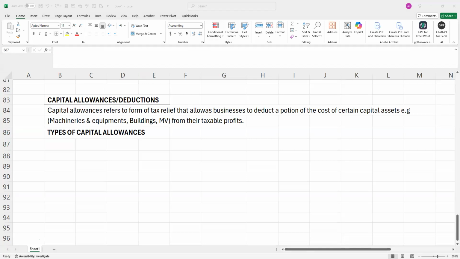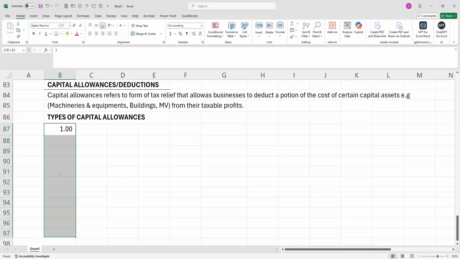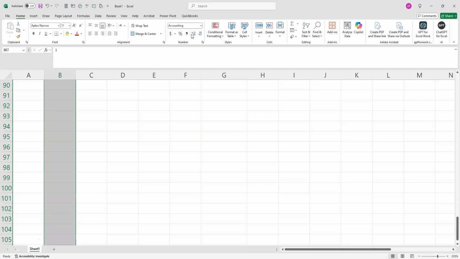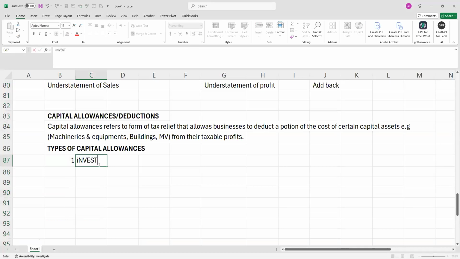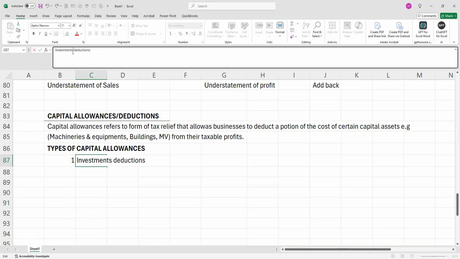So, number one, we normally talk about investment deductions, commonly known as ID.